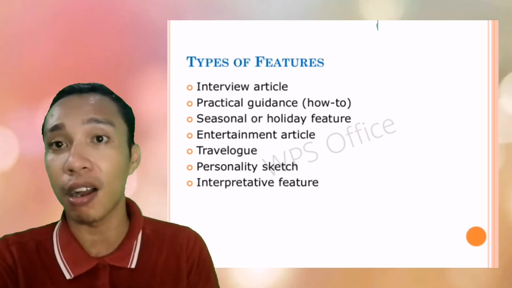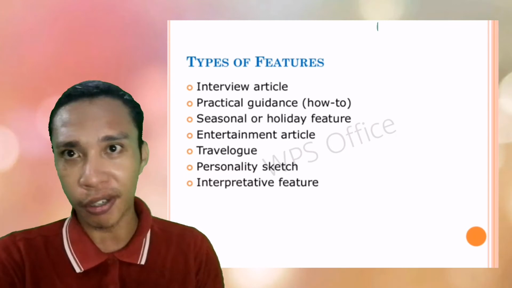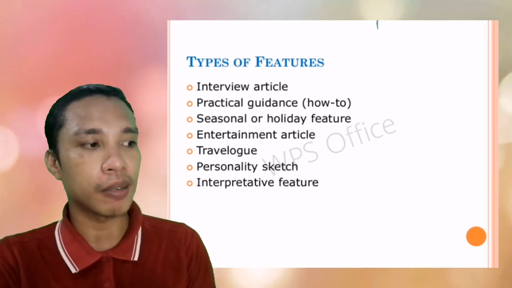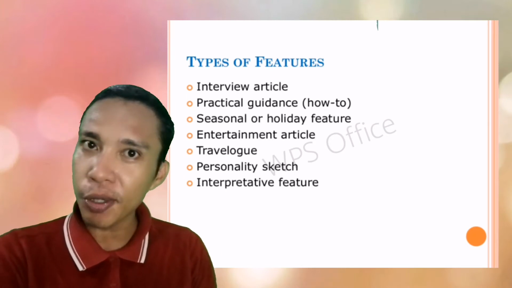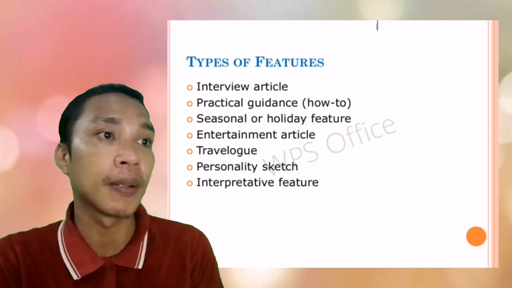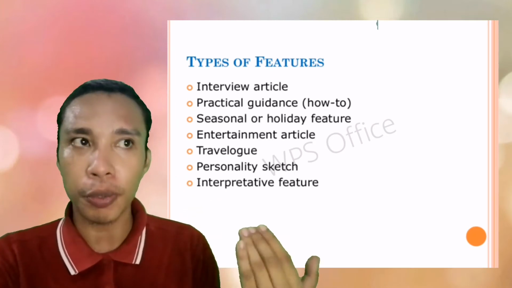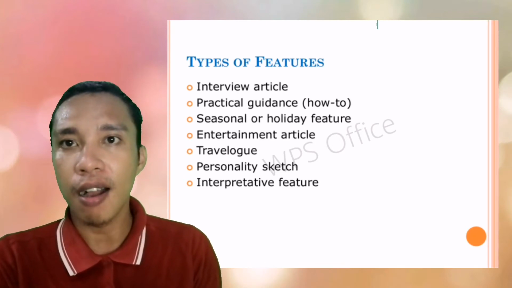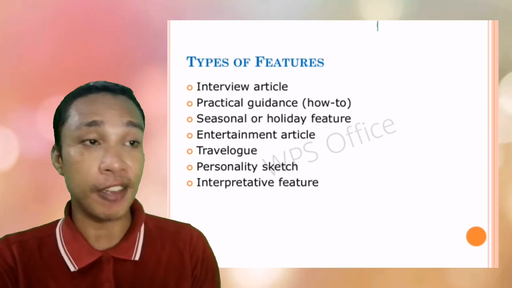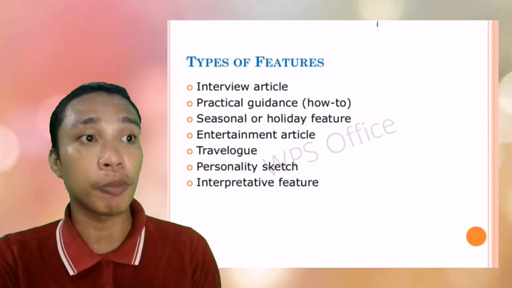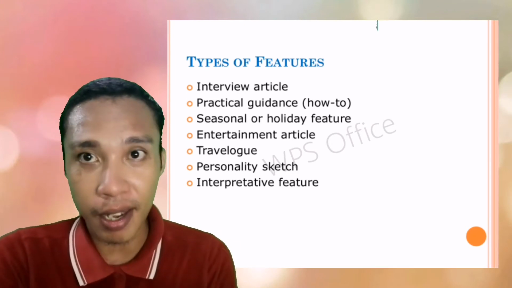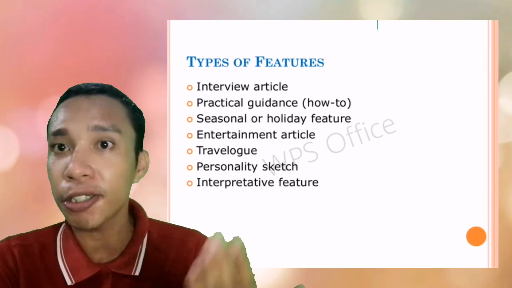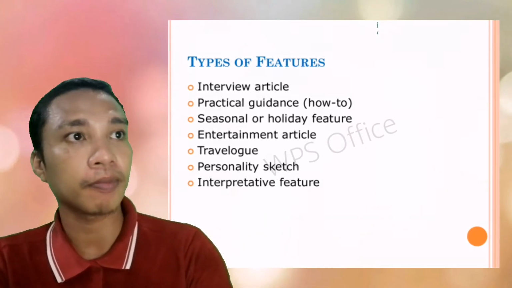Another one is travelogue. When we say travelogue, it features more on the travel. If you are that kind of person that travels most of the time, you can feature your trips. Another one is personality sketch. So it's more of a personality feature. You feature a famous person. And another one is interpretive feature. So you're interpreting something, and it's something that is interesting. Then you can feature that as well.